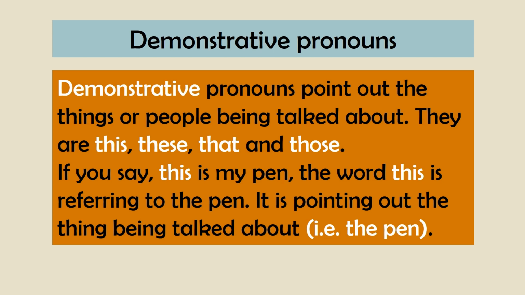Demonstrative pronouns. Demonstrative pronouns point out the things or people being talked about. They are this, these, that, and those. If you say, this is my pen, the word this is referring to the pen. It is pointing out the thing being talked about, which is the pen.